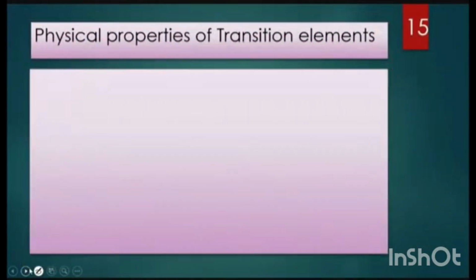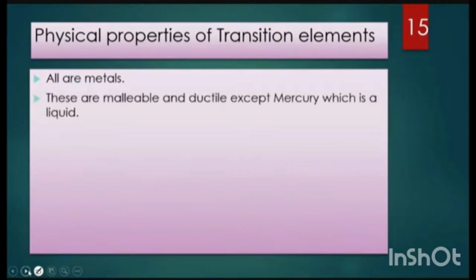Then let's pass on to the physical properties of transition elements. All these elements which are included in the D block are metallic in nature. That means the first property says that all are metals. All the D block elements are metallic in nature. These are malleable and ductile, except mercury, which is a liquid. So these metals can be made into sheets and wires. That's what the meaning is.